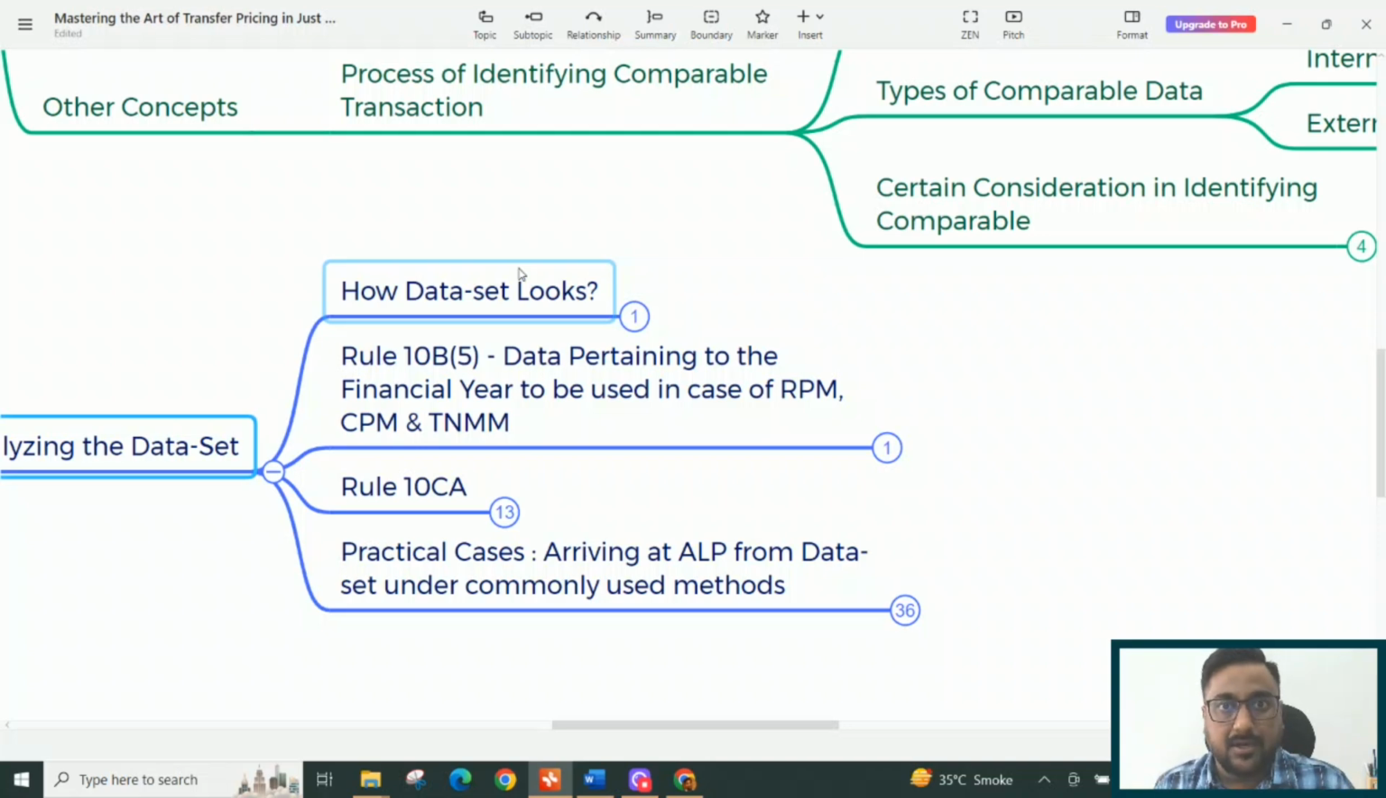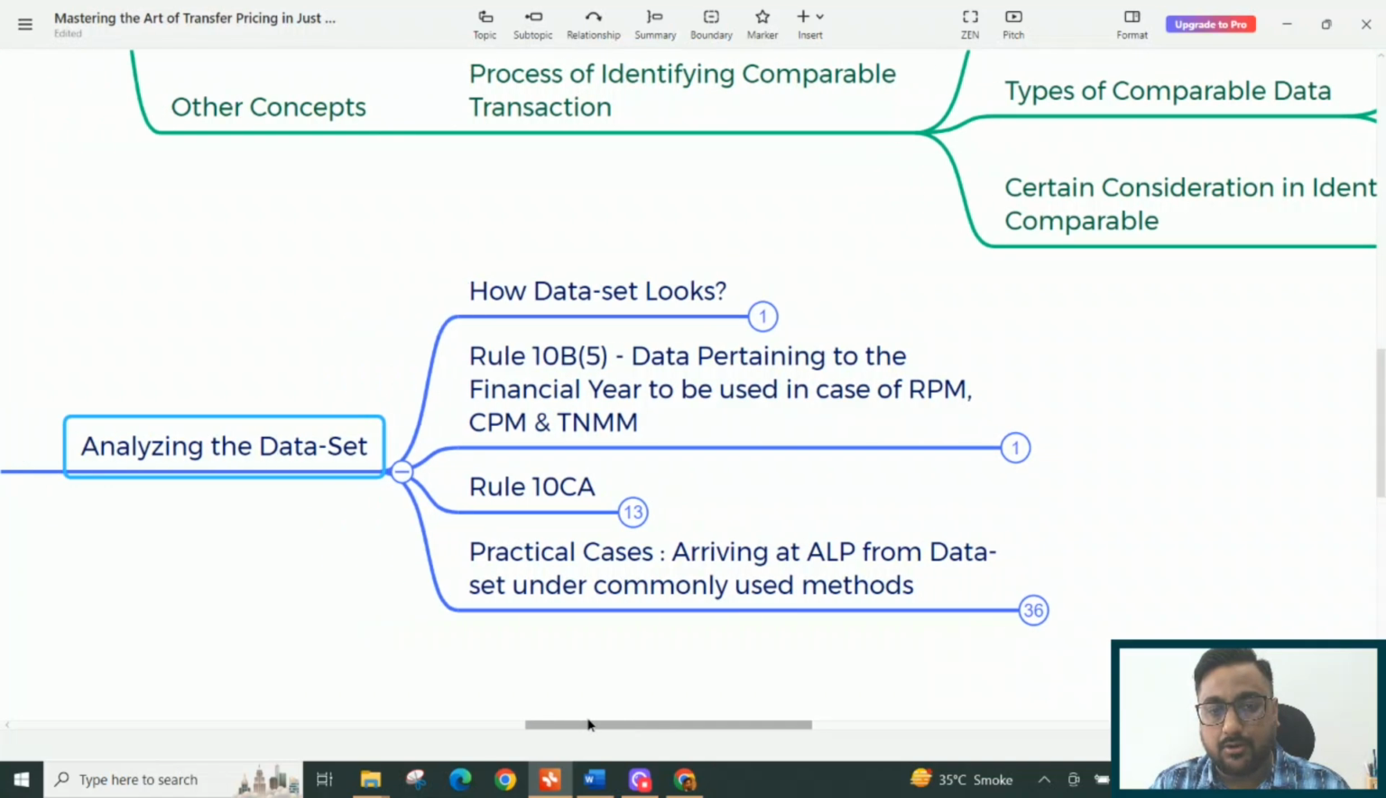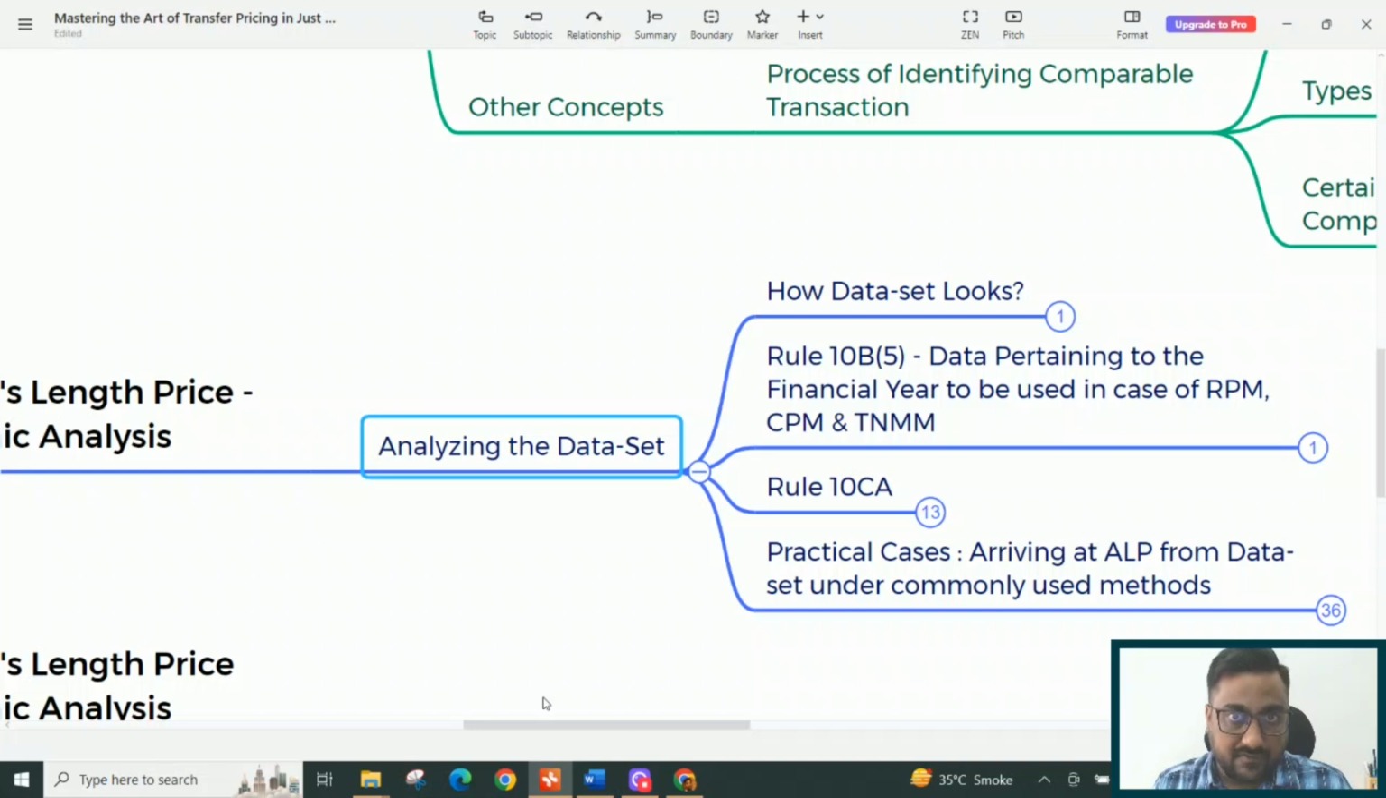So keep learning and enjoy this journey. Don't just jump to day 5 or day 4. Complete all your videos one by one, and then you'll be able to understand the entire transfer pricing process. We are right now under part 2, that is computation of ALP.